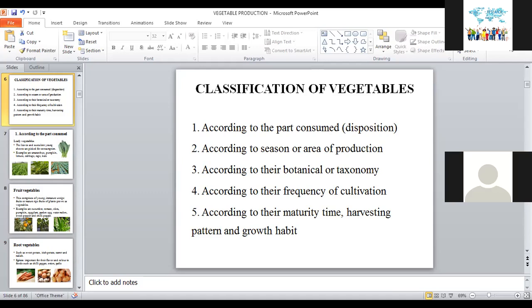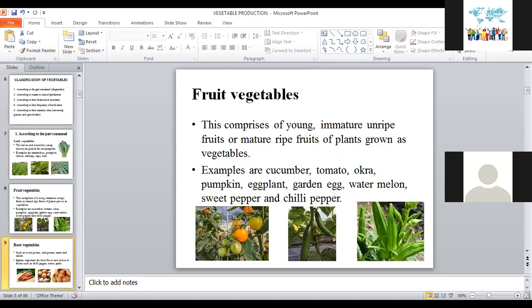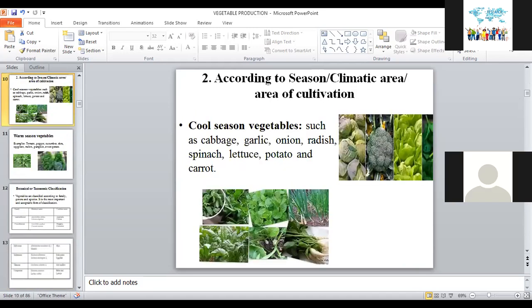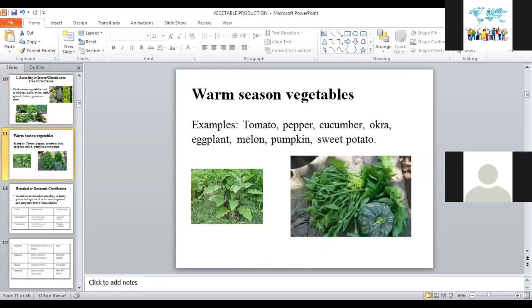Here we did look at what we called temperate vegetables. These are grown during the cool season. And we gave examples of such vegetables, such as cabbage, garlic, onion, radish, spinach, lettuce, potato, and carrots. Equally, there are those that are grown during the warm season. And these are known as warm season vegetables.